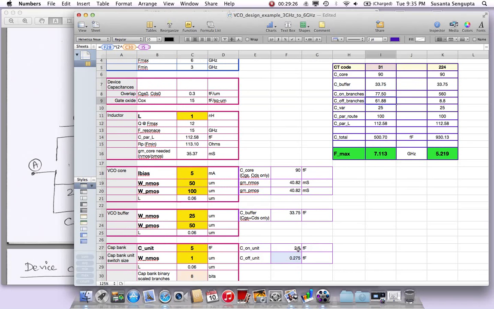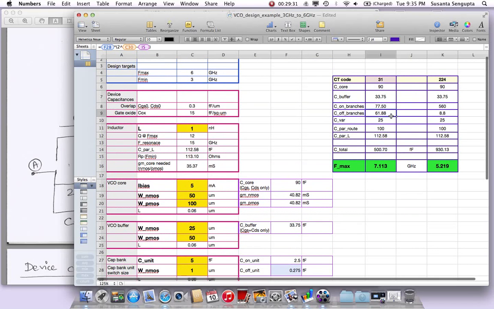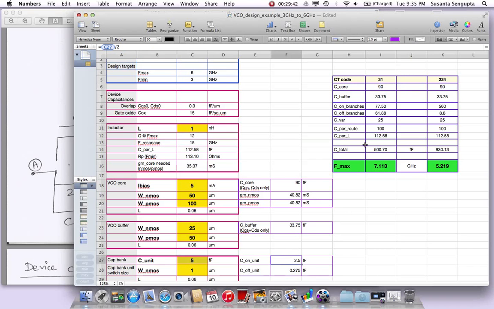If a branch was on, it was 2.5 based on this value, right? 2.5 multiplied by 31. Equivalently 31 are going to be on. It's binary, it's not thermometer code, but still if you multiply 31 times 2.5, you will get this on capacitance number. Similarly, you have 224, which is 255 minus 31. This term here is 224 times the off capacitance, which is this one. If you did that, you will get that. So that gives you the total capacitance of the cap bank, the on part and the off part.